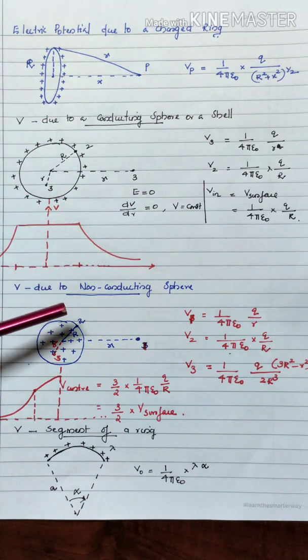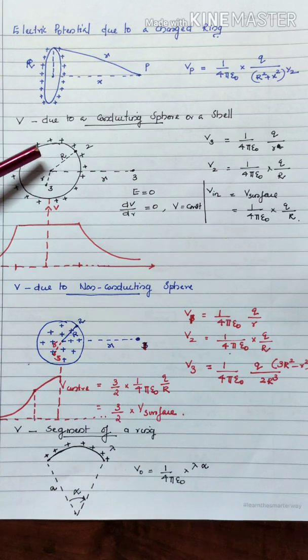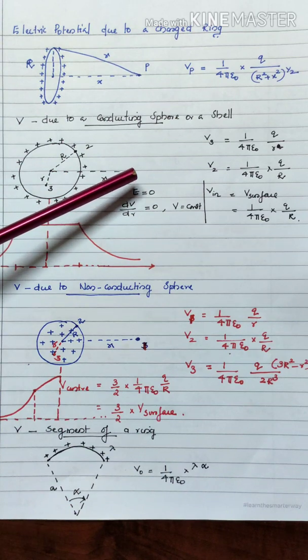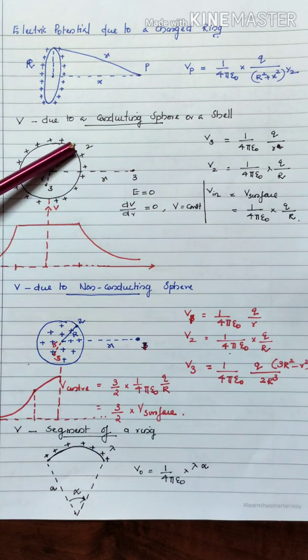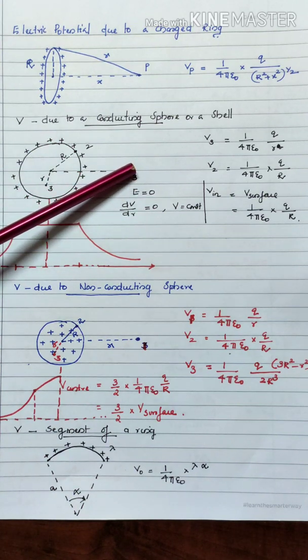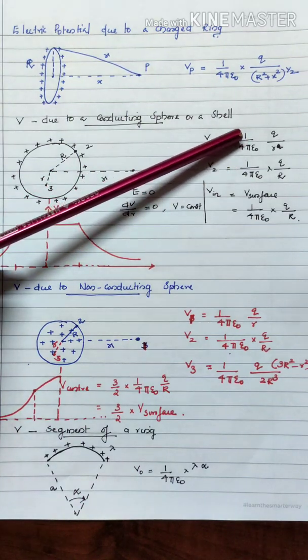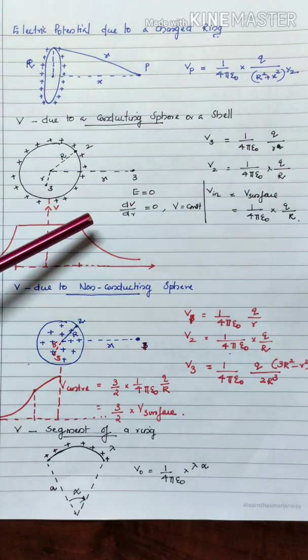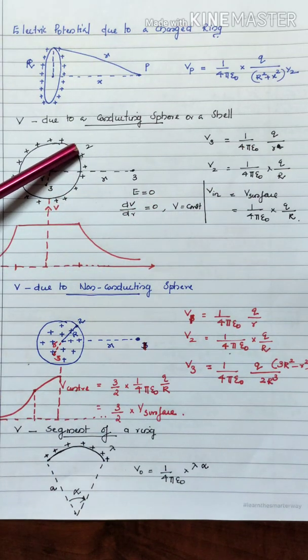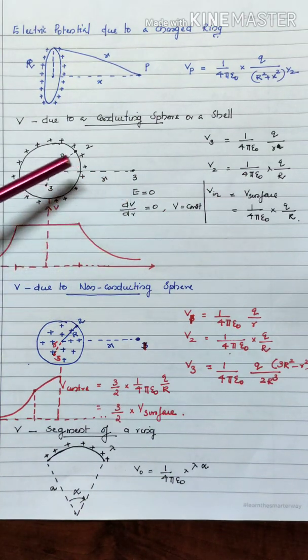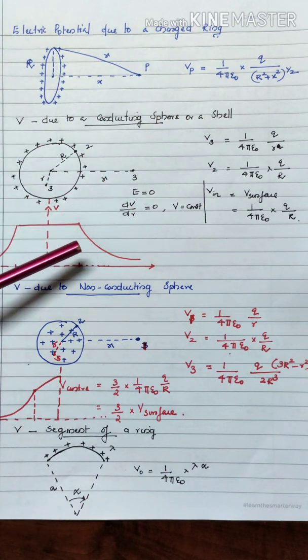Look at the two very important cases. What is the contribution for a conducting sphere or a shell? We have to find the potential at a point outside, at the surface, and also at any point inside. So at any point outside, we consider the whole charge to be concentrated at the center at a separation r, and hence the formula becomes 1 by 4 pi epsilon 0 Q by r. But on the surface, you have to replace small r by capital R. But keep in mind the very important concept, at any point inside the electric field is 0.